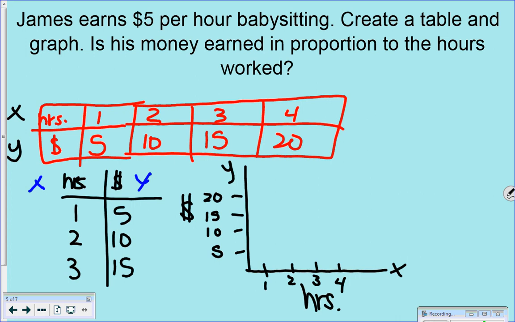Sometimes I worry the most about you making graphs. I don't know why, I just do. And I think for the most part on here, it has graphs for you already, except for number 12, you're going to have to create your own graph. It should look like this, and then it should go through the origin. Remember, mine's just a sketch.